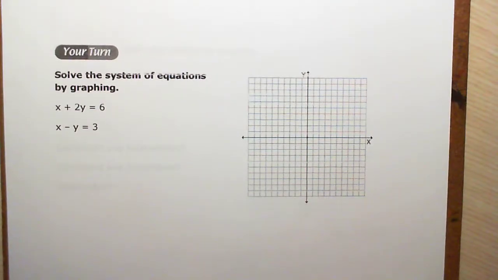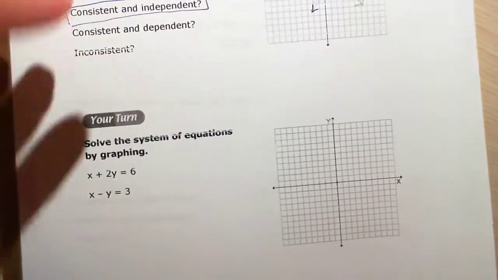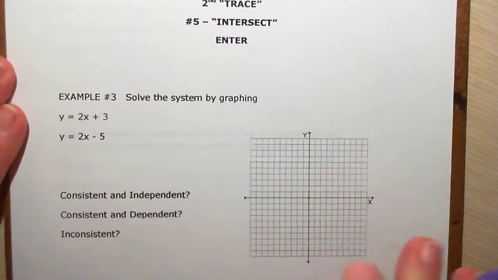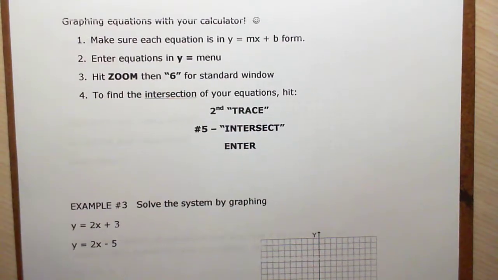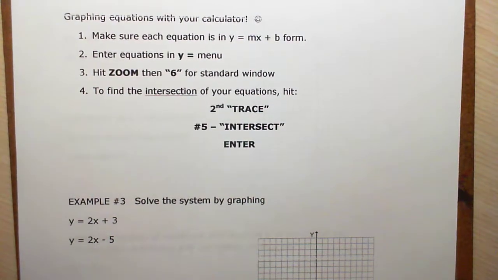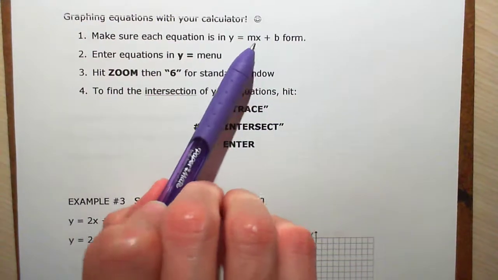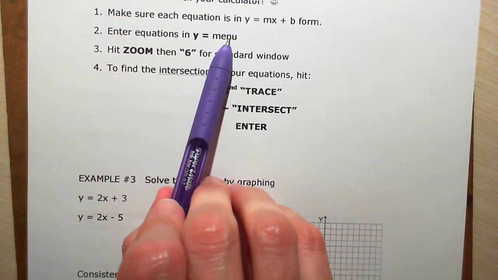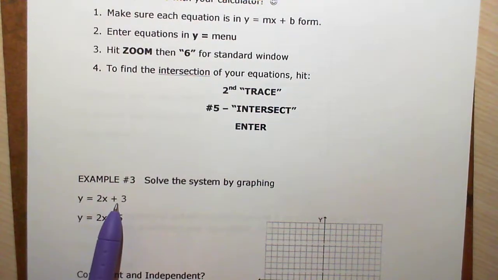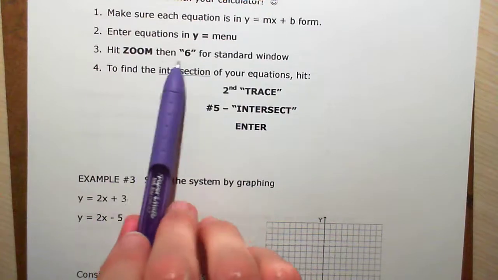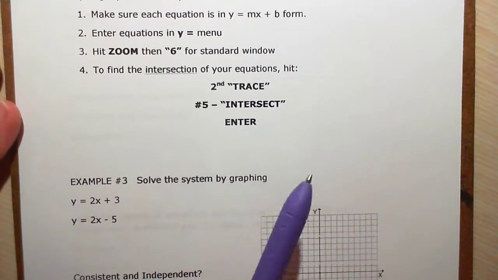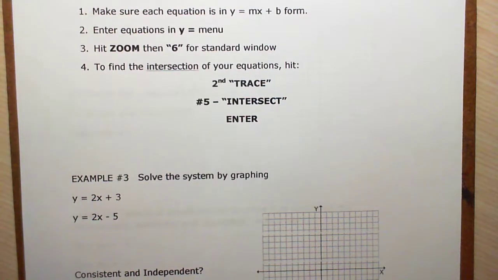This one's a your turn, so I'm going to let you try that one. And then this is going over doing it on the calculator. So you can obviously do this on your calculator. You have to make sure your equation is in slope-intercept form first. You're going to go to the y equals menu. I'm going to punch in 2x plus 3. And then zoom 6 will give you a standard window. And then you find the intersection of your equations.